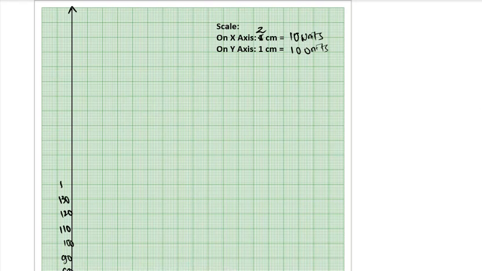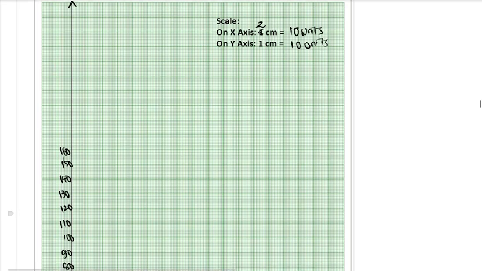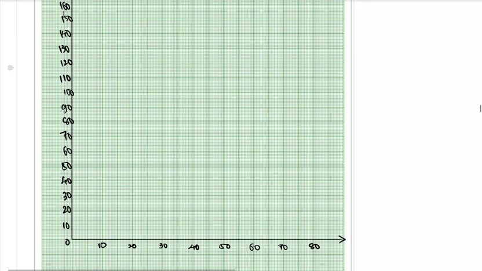130, 140, 150 and 160. That's fair, right? So 1 millimeter is equal to 1 unit. That is the idea. It's very easy in this way. If 1 centimeter is equal to 10 units, then 1 millimeter, one small line, is equal to 1 unit. So you can plot anything in this.